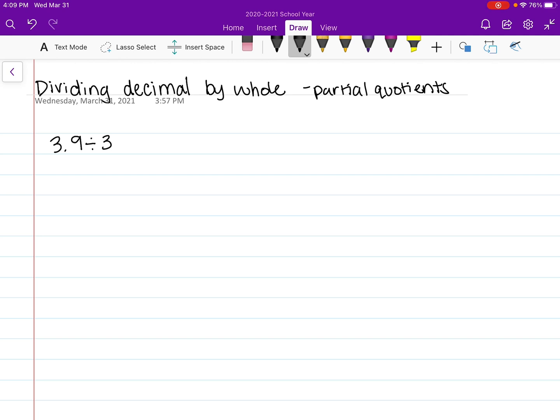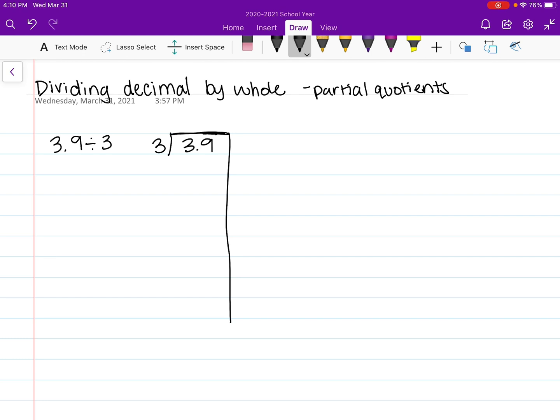So what I'm going to do is start by setting up my problem. I have my division symbol, and I put 3.9, which is my dividend, inside, and the divisor, which is the second number, on the outside. Then for partial quotients, I need to set up this partial quotients line. It's just what we do to separate the number of times I've multiplied by 3 versus what I'm taking out of my dividend, and that'll make more sense in a minute.